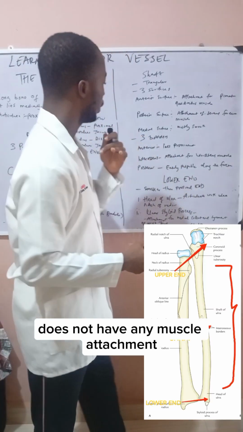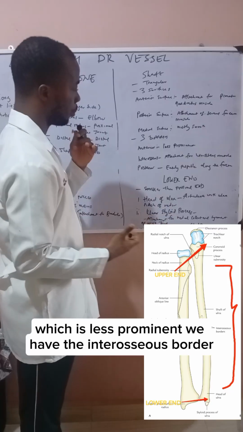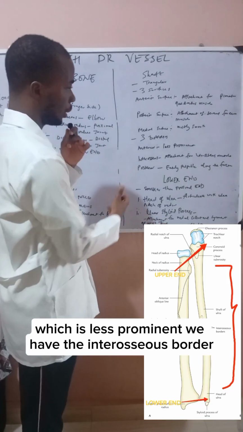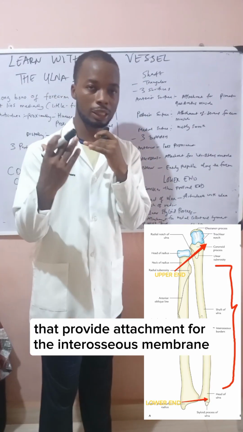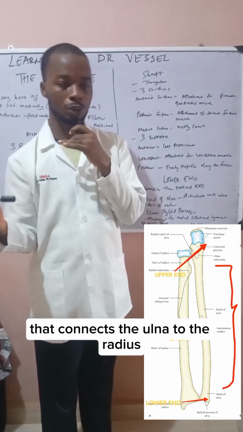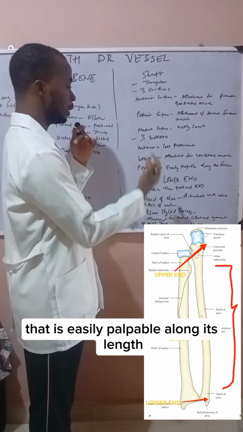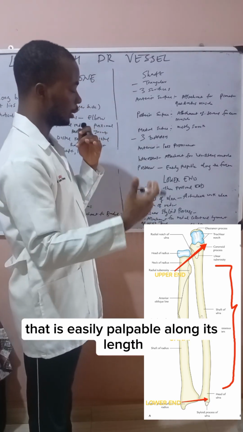muscle attachment. Now for the three borders, we have the anterior border, which is less prominent. We have the interosseous border that provides attachment for the interosseous membrane that connects the ulna to the radius. Now we also have the posterior border that is easily palpable along its length.